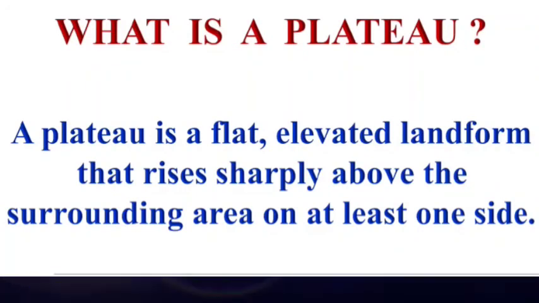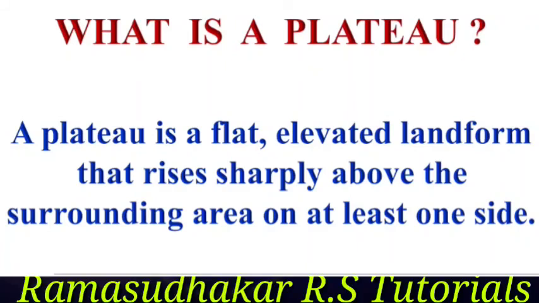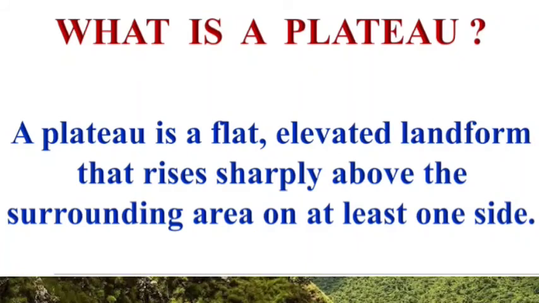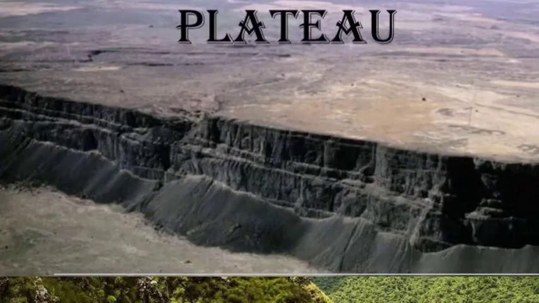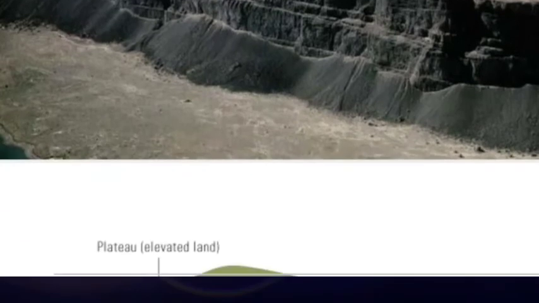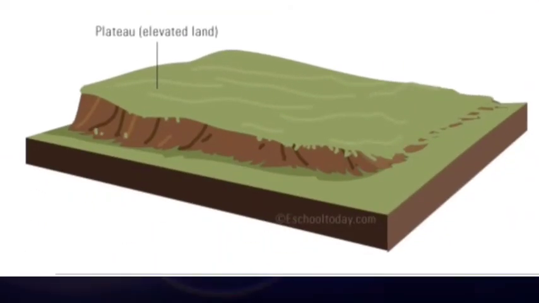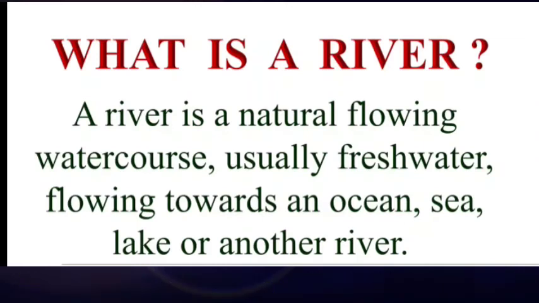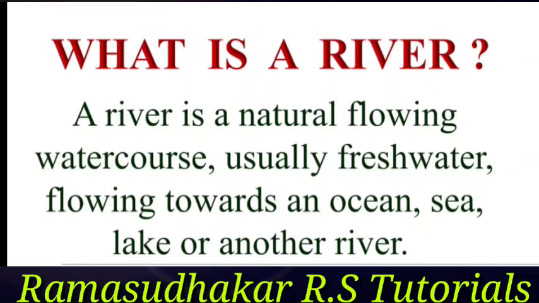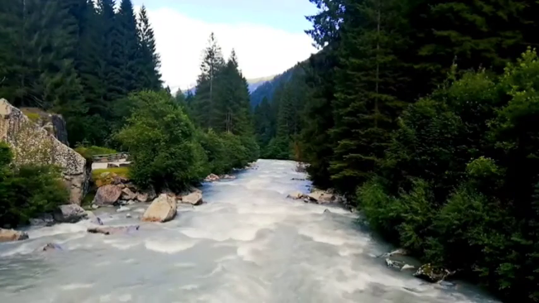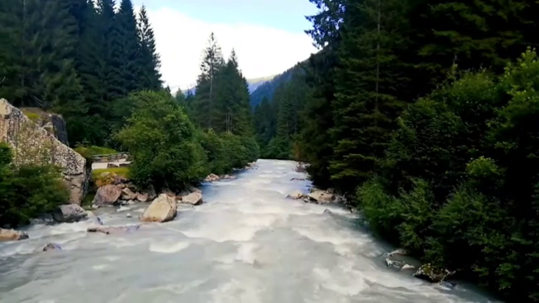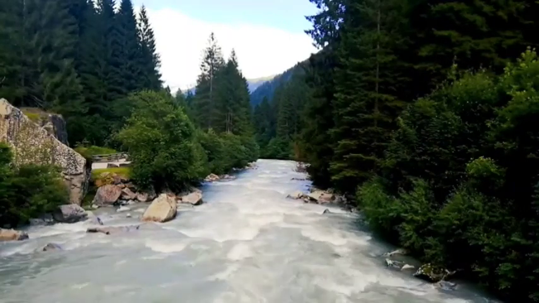Next one, what is a plateau? A plateau is a flat, elevated landform that rises sharply above the surrounding area on at least one side. Okay, you can see these pictures. Next one, what is a river? A river is a natural flowing watercourse, usually fresh water, flowing towards an ocean or sea, lake or another river. You can see these pictures.